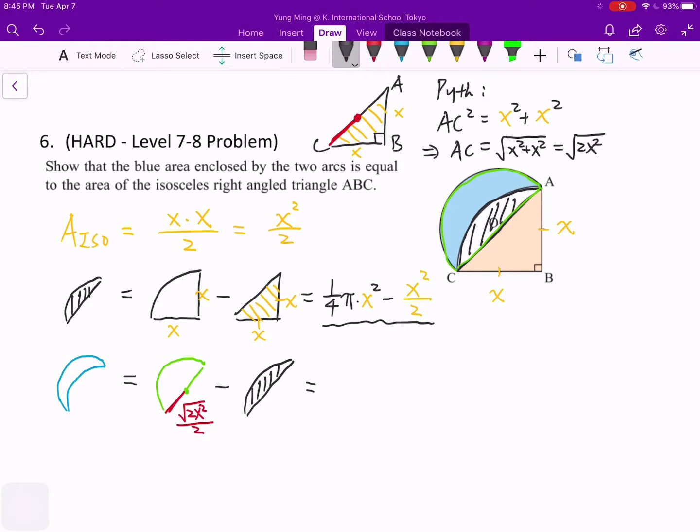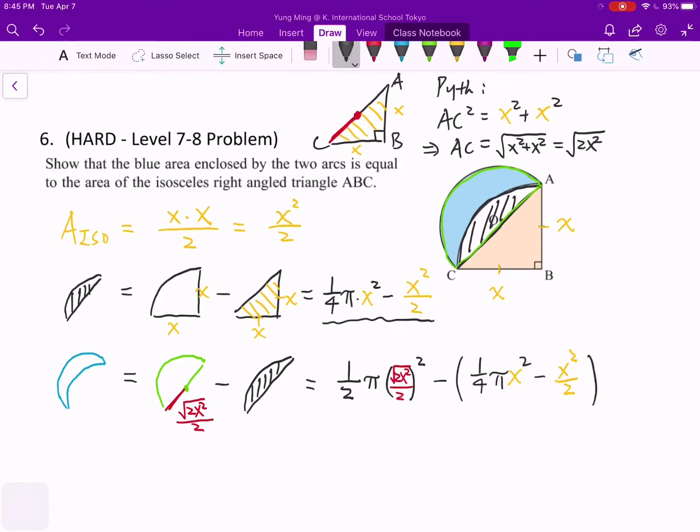Half of a circle, 1/2 pi r squared. What is my r? My r is this complicated guy. Square root 2x squared divided by 2. And I need to subtract it by that area that I found above. So I'm just going to plug it in. Okay, let's keep going. So what is that going to give us?